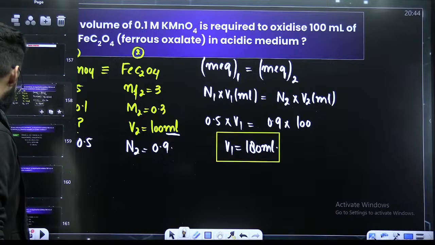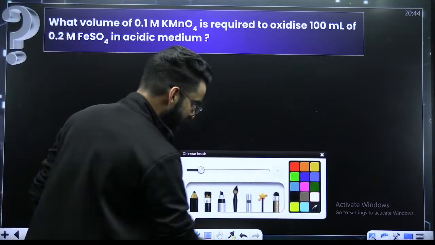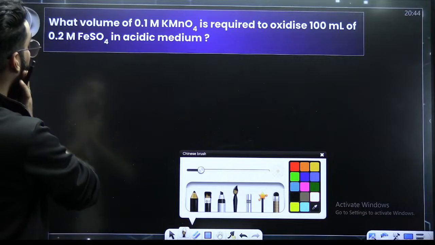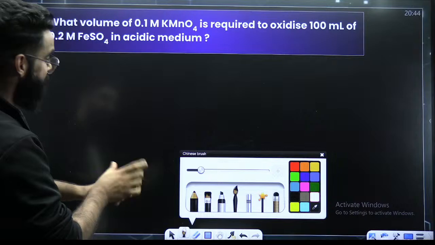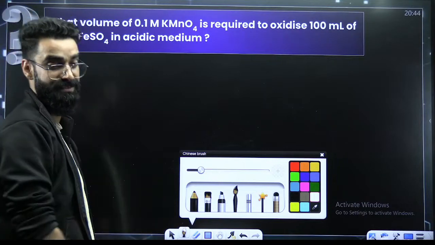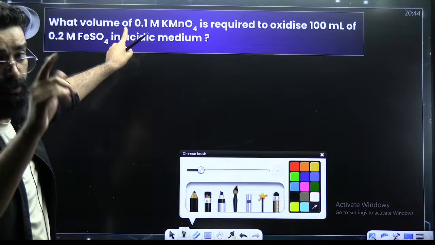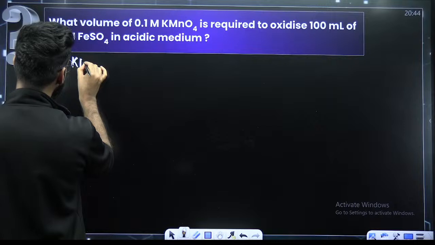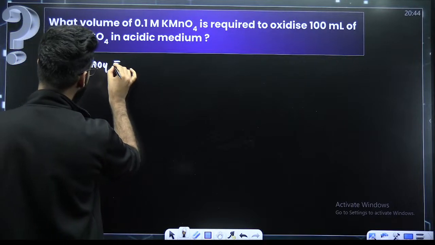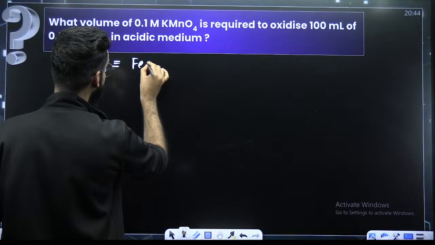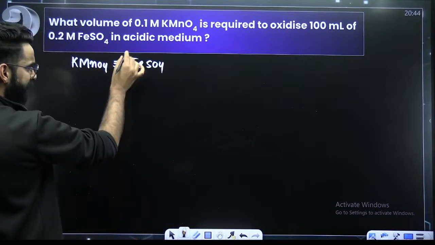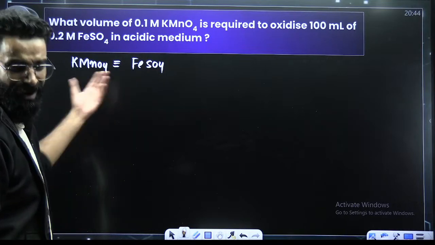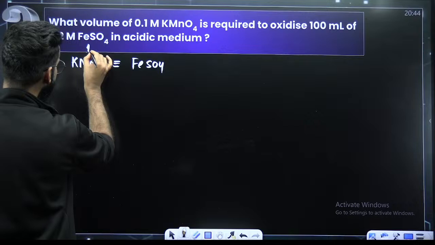Going into the second question. Look at this. As far as this particular question is concerned, it is a similar type of question. What volume of 0.1 molar KMnO4 is required to oxidize 100 ml of 0.2 molar FeSO4 in acidic medium? In this particular question, if you look carefully, which two species are reacting here? Your KMnO4 is reacting with FeSO4, in acidic medium. And over here, iron is dipositive, and KMnO4 is going to convert this Fe dipositive into Fe tripositive. So they are going to react. Let me call this number 1 and this number 2.